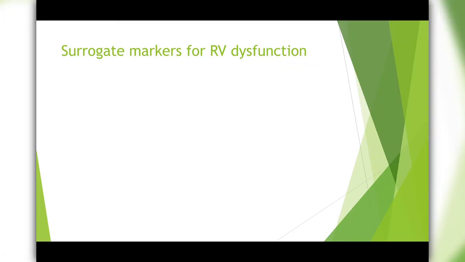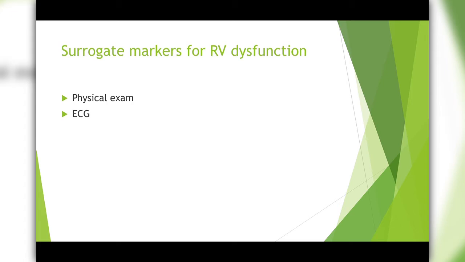Surrogate markers of RV dysfunction. The surrogate markers for RV dysfunction include physical exam with elevated JVP, tachycardia, parasternal heave, loud P2, tender enlarged liver. But none of these are specific or sensitive when used alone.